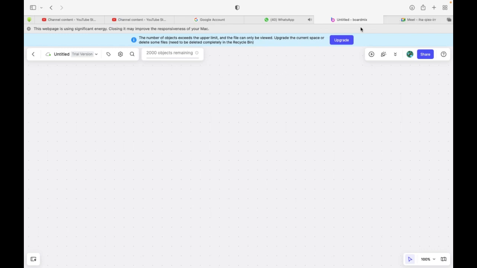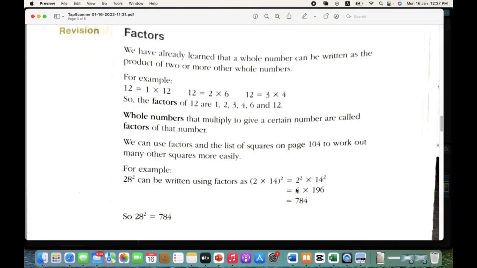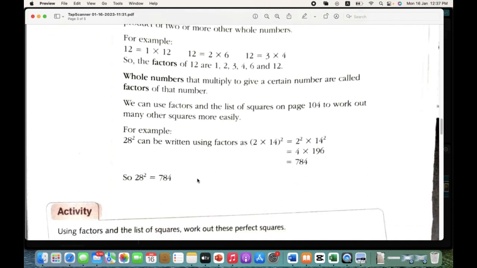Okay, let's take a look at the notes, the text. So this one, you square 2, you get 4. You square 40, you get 196. So you just say 196 times 4, you get 784. And that is the answer of 28 squared.